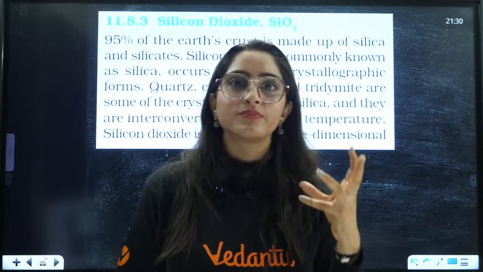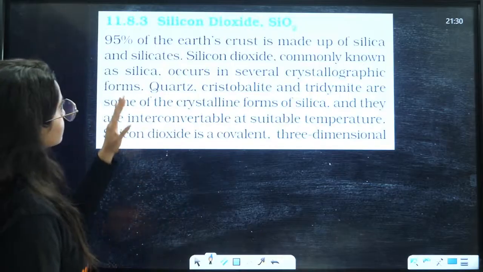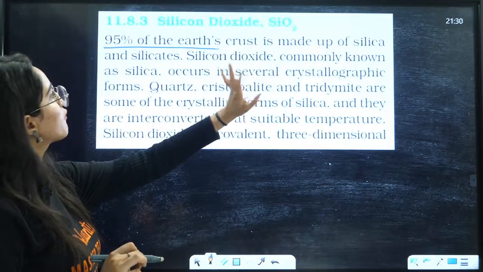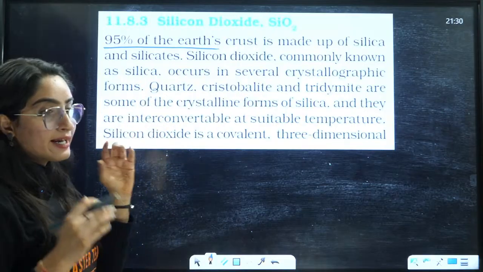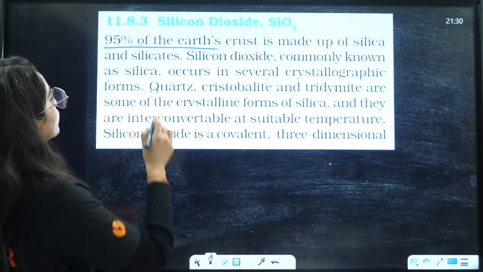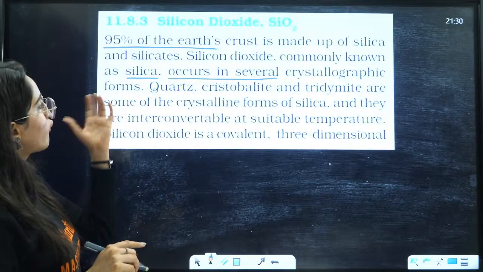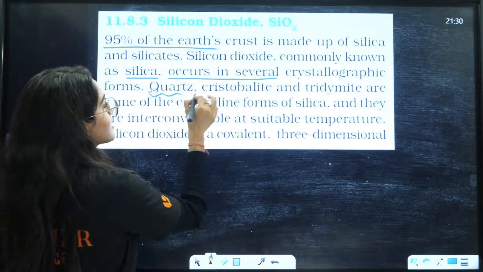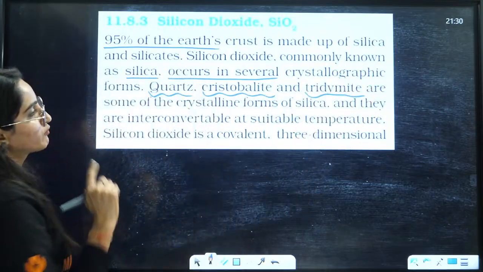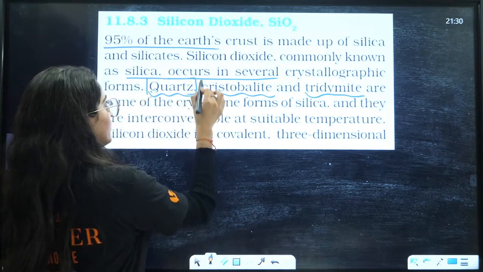This is same as what we did in boron compounds, right? So silicon dioxide, 95% of the earth's crust is made up of silica and silicates, right? It is a very, very abundant element. Silicon dioxide, commonly known as silica, occurs in several crystallographic forms. First, very important is quartz, cristobalite, then tridymite are some of the crystalline forms of silica. Quartz is normally used, right?